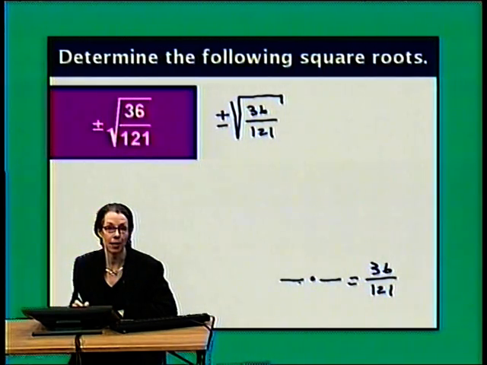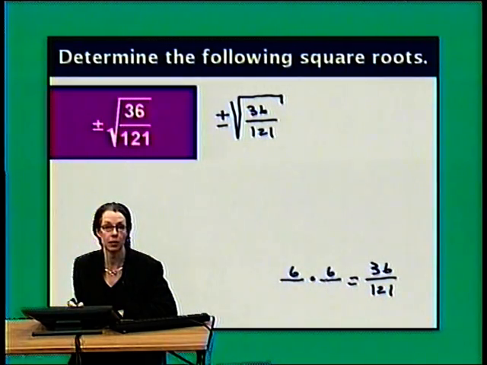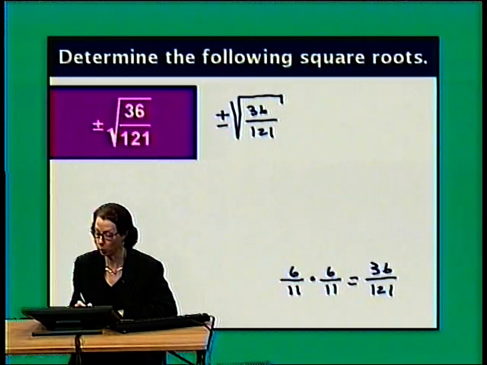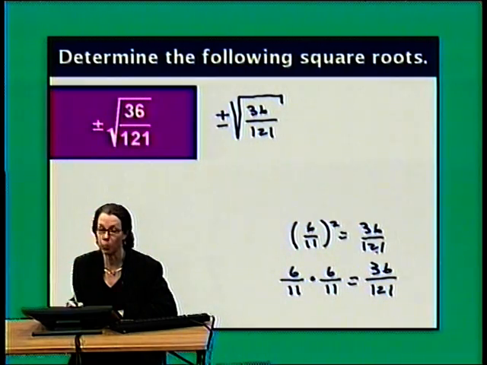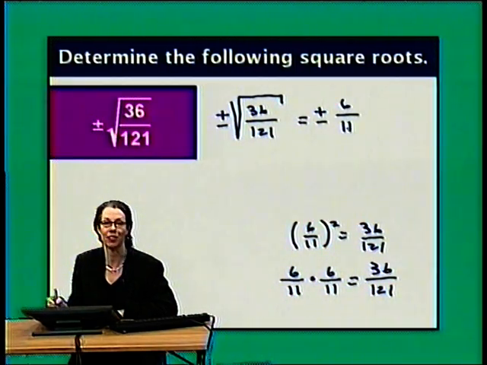Well, the fraction has to be the same. 36 is a perfect square. 6 times 6 is 36. And 11 times 11 is 121. So 6/11ths squared is 36 over 121. Working backwards, this will simplify into either plus or minus 6/11ths.